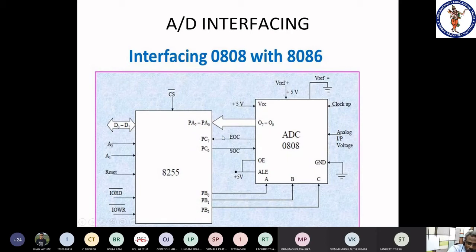Apart from that, there are 2 control signals which initiate the conversion or identify whether the conversion is completed. Whenever the analog input is applied and selected with the address on the ABC lines, it initiates the start of conversion pulse. SOC stands for start of conversion, which means the ADC initiates the conversion process from analog to digital. If the conversion is completed, the analog to digital converter automatically initiates end of conversion.